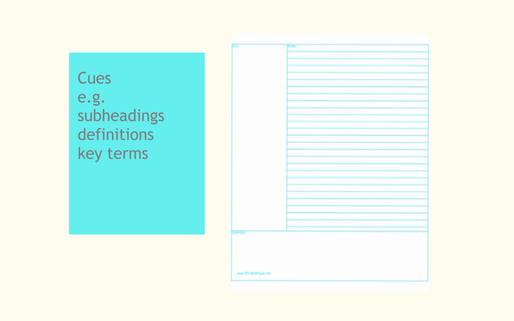On the left-hand side of the page is a column where you record your cues. These are things that will prompt you to remember the information that you've researched on that topic. These might be subheadings, for example, types of reaction, or key terms. What is Pythagoras' theorem? Definitions, or anything else that might help you recall the ideas in your notes. The idea is that this column should include all the key information and questions that you've recorded in the notes section. So let's move on and have a look at that.